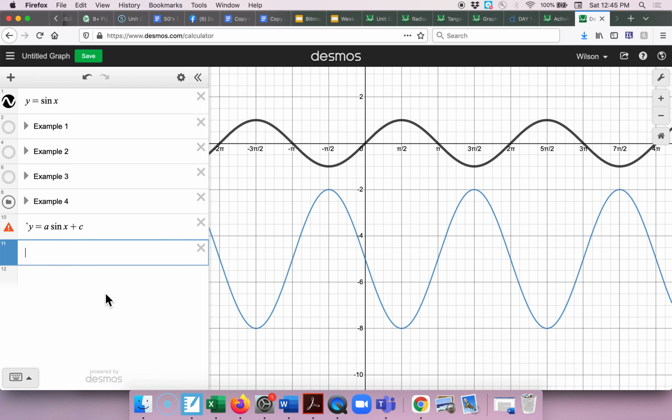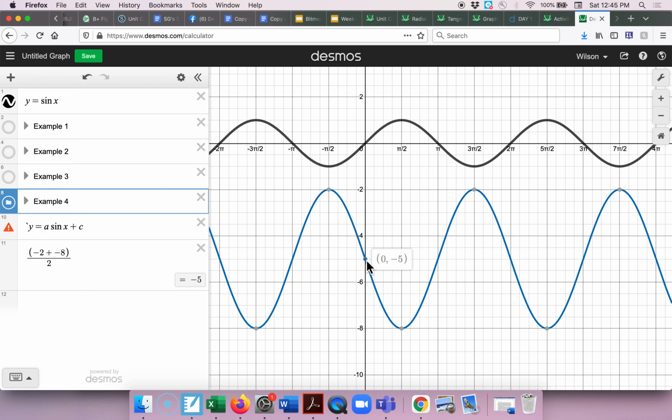I'm just going to do the math there. I'm going to average them out. -2 plus -8 divided by 2, right? If you want to average two numbers, add them together and divide by 2. So -5, that's our midpoint. That's halfway between -2 and -8. And that's where the midline is. So if the midline used to be the x-axis and now it's at -5, I can tell this whole thing got shifted down 5. Okay?